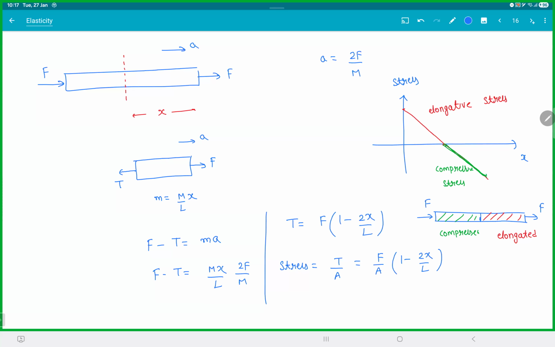Clear with this? Got this? Any doubts on this? So this exactly happens at the center of the rod.